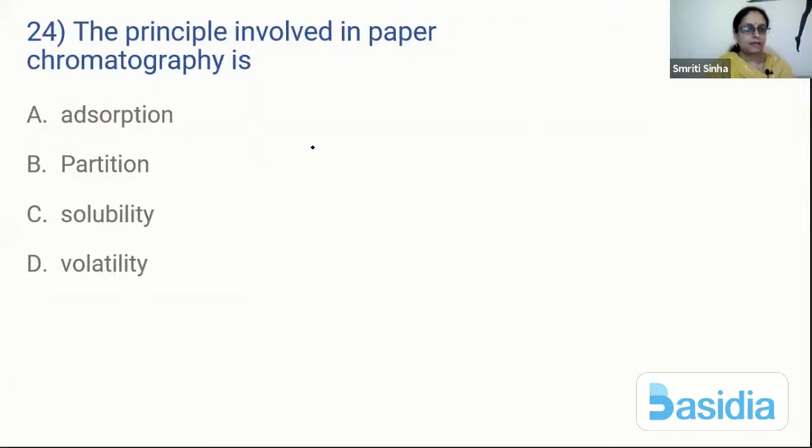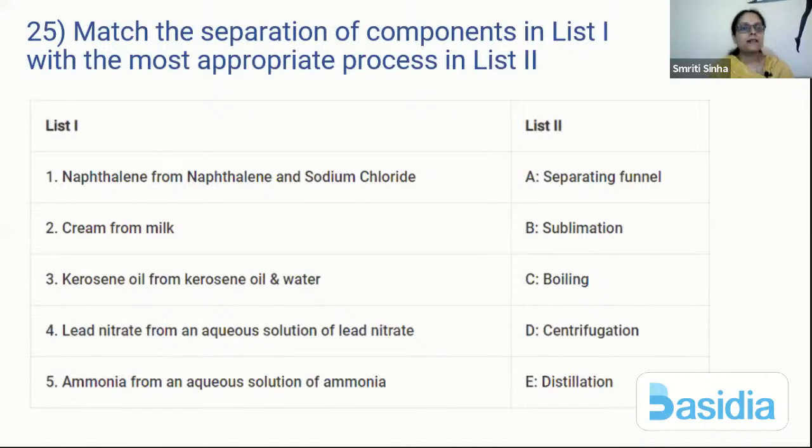Next, the principle involved in paper chromatography is, so we have seen that partition principle is used in paper chromatography. Next, match the separation of component in list 1 with list 2.